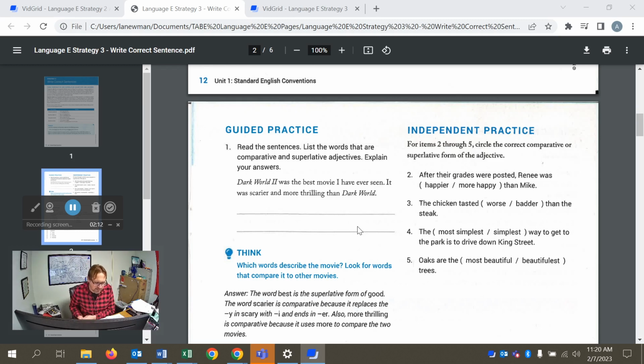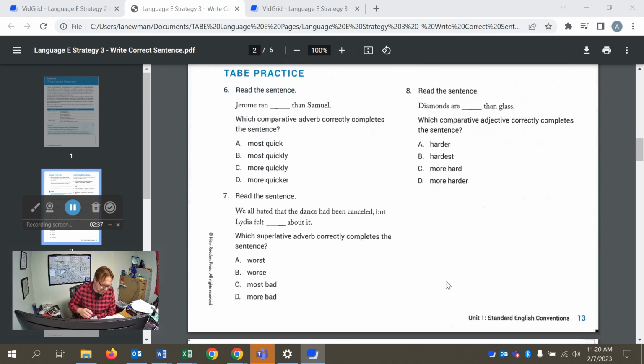Okay, so for 2 through 5, we are to circle the correct comparative or superlative form of the adjective. Pretty clear cut. So number 2 is happier. Number 3 is worse. Number 4 is simplest. There'll be a lot of redundancy or repetitiveness in most simplest. And then 5 is most beautiful. Down to the multiple choice.